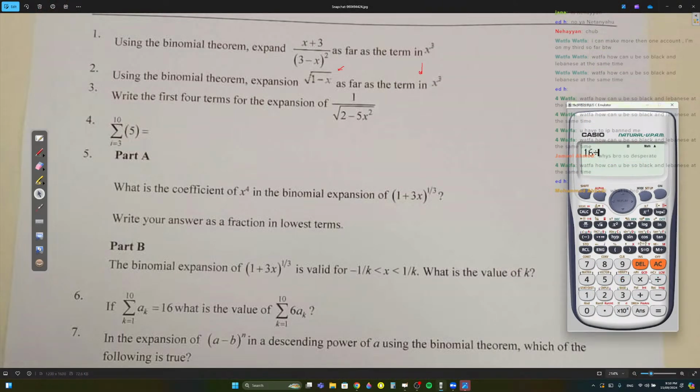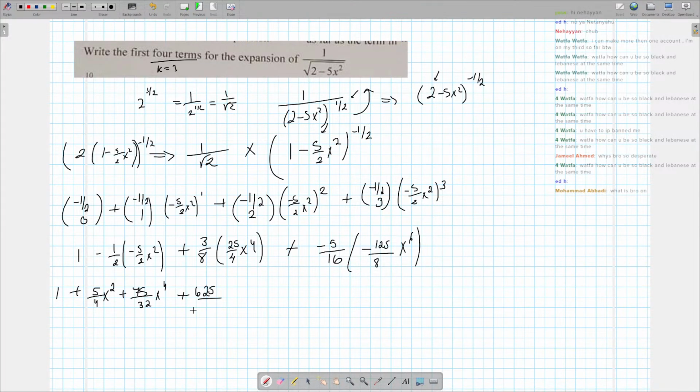I'll give up. I ain't doing this one by head. 16 times 8, 128. So 128 x to the power of 6. I can't really see anything you can simplify here. So this should just be your answer. Okay, these are the first 4 terms.